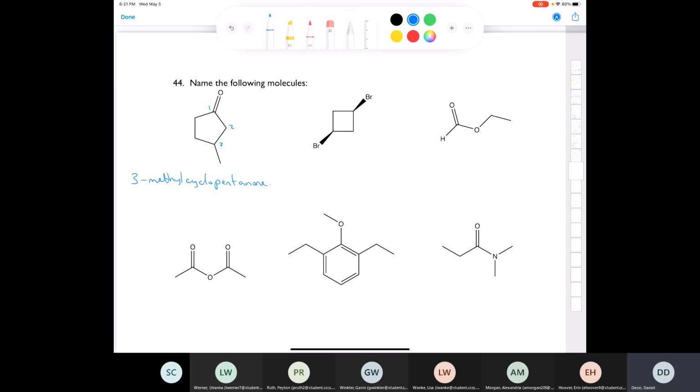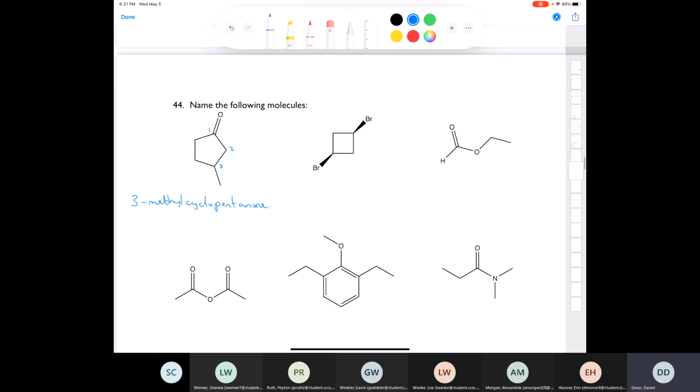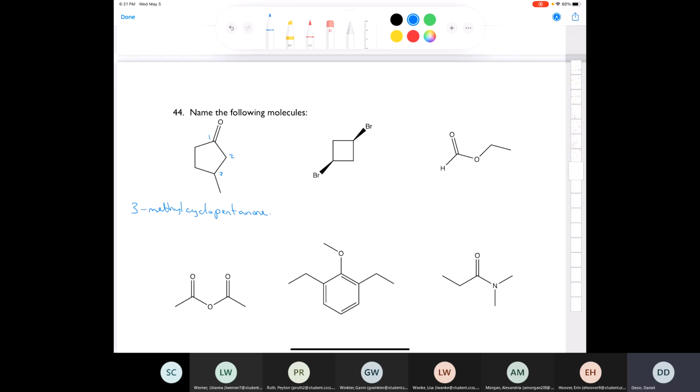All right, the next one is some kind of cyclobutane. You have both bromines on the same side of the ring. So we have 1, 2, 3. So this would be a 1, 3, sorry, a cis 1, 3 dibromo cyclobutane, right? It's cyclobutane because we have 1, 2, 3, 4 carbons in the ring.